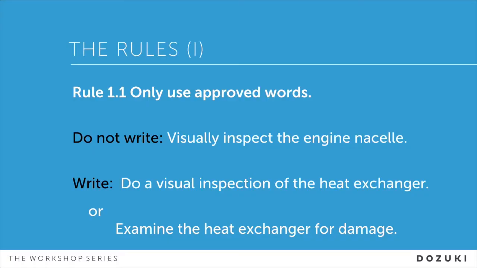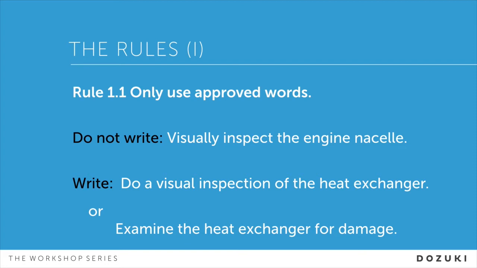Okay, so as I said, there are 65. Actually, I sometimes say that there are 65 and a half rules, but if you want to know about those, I'll refer you to a training session. But basically, all the rules have the same characteristics. We have a rule, we have an approved example, and we have a non-approved example. The most important rule that I can think of in Simplified English is the one that tells you to only use approved words.